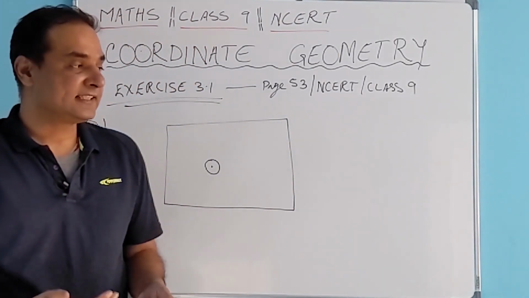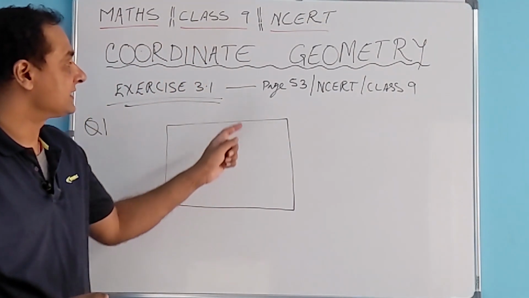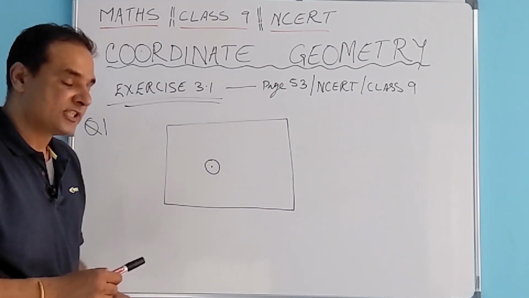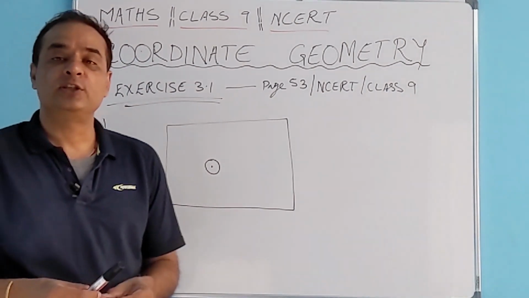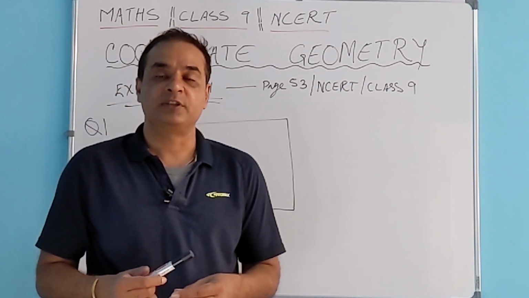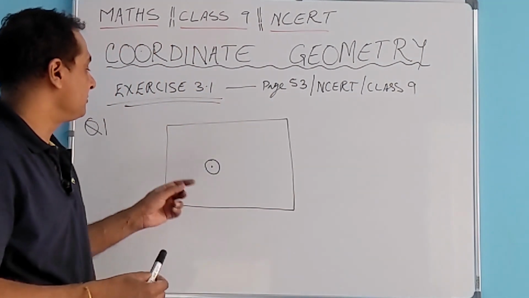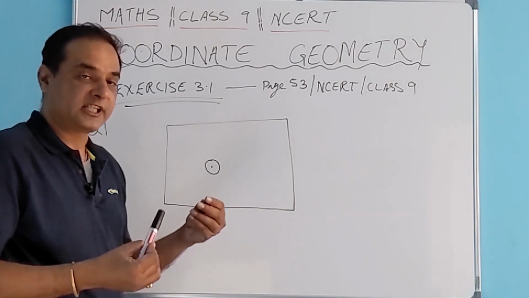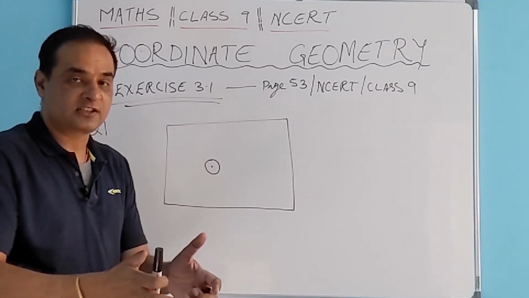Look at the exercise, which are unsolved questions. It is given on page number 3 of the NCERT book for class 9. So the first question is, how will you describe the position of a table lamp on your study table to another person? So for example, you have this study table. This is the location of your table lamp. Basically, this is the base of the table lamp.